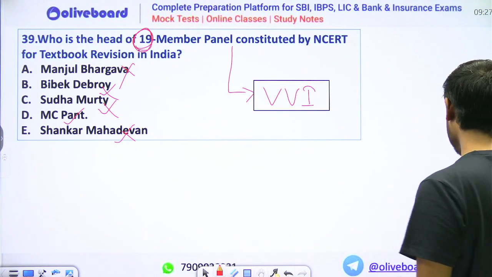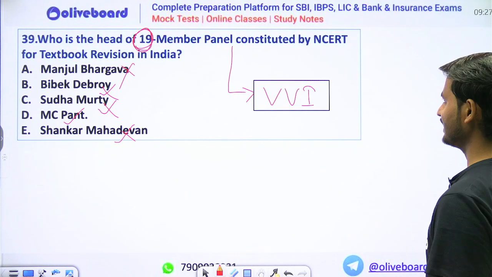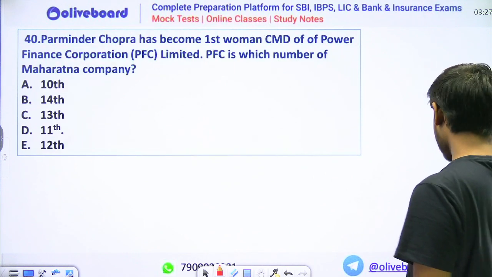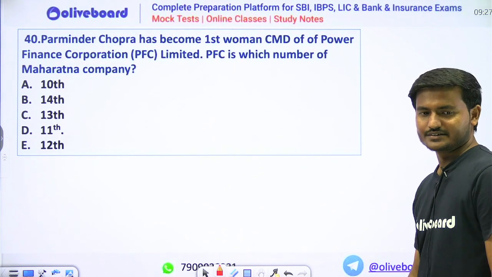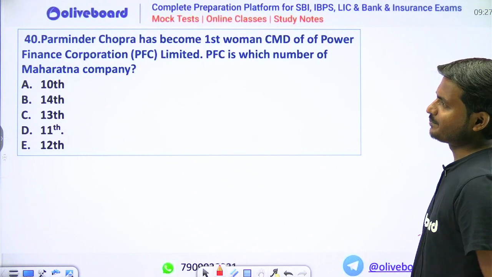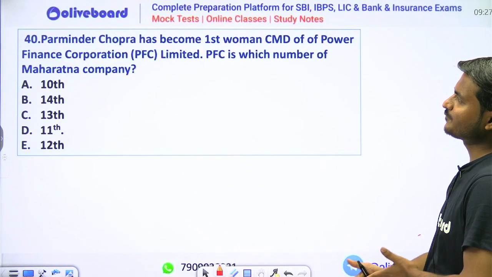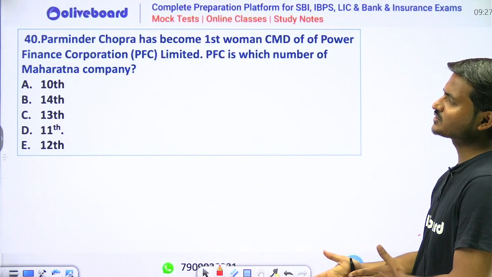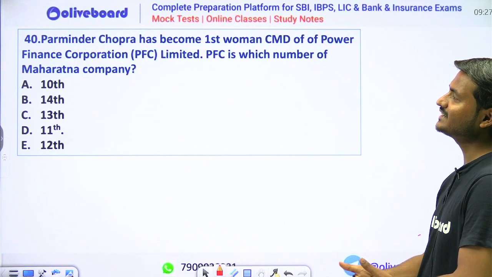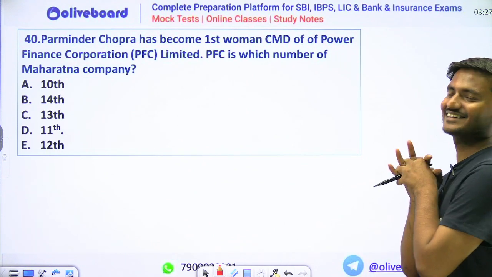So the answer would be a 19-member panel, 19 subject matter experts. Okay. Yeah. So next question. Parminder Chopra has become the first woman CMD of Power Finance Corporation Limited. PFC is which numbered Maharatna company?